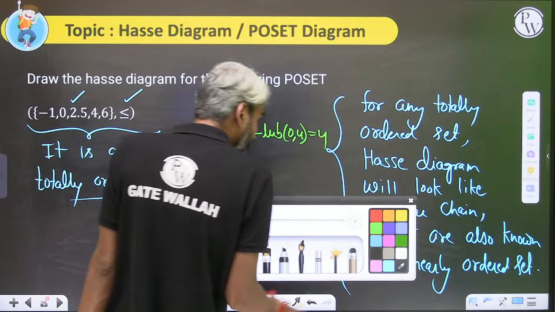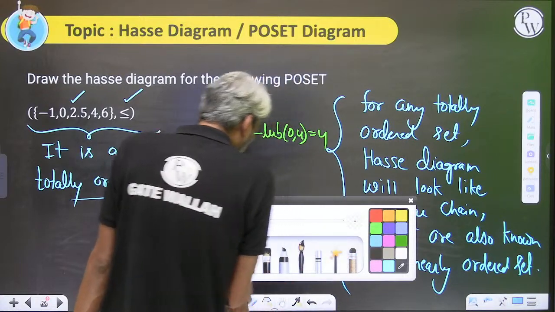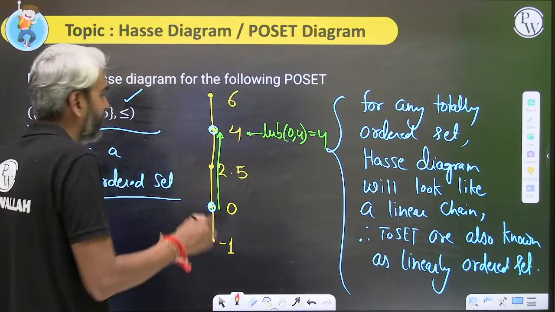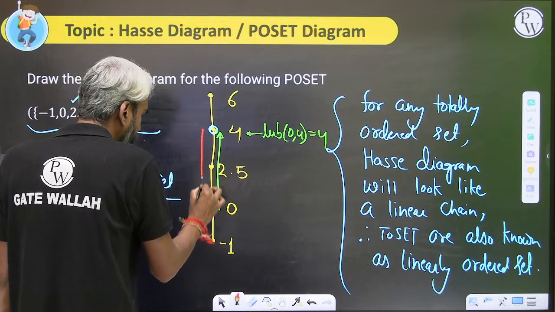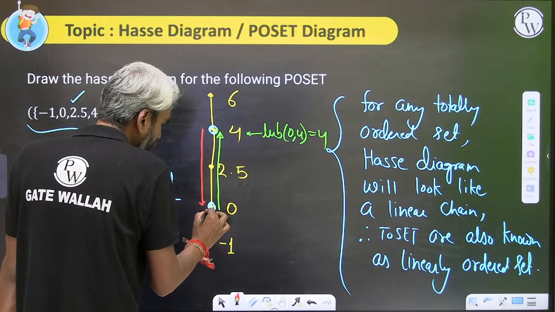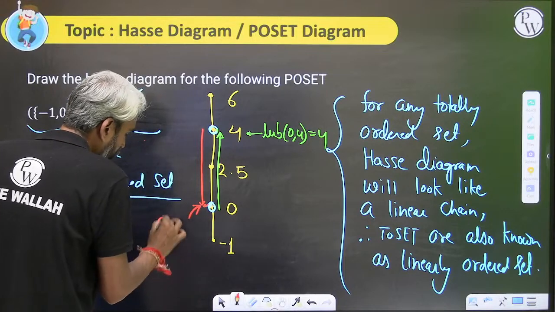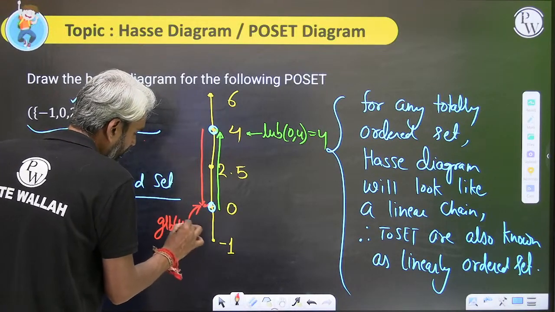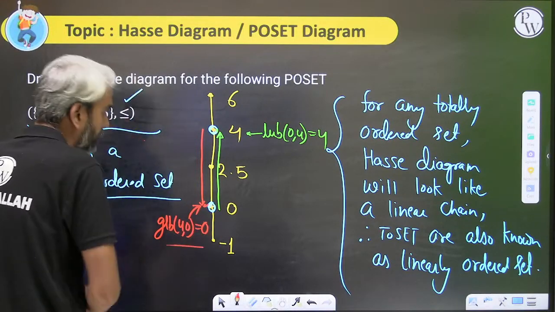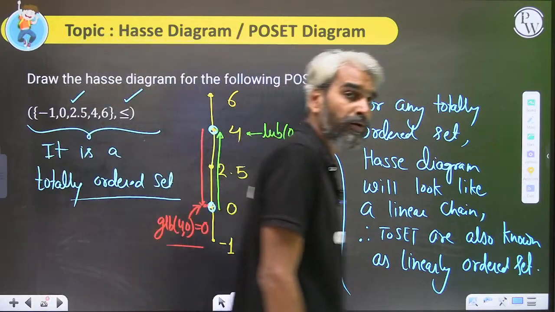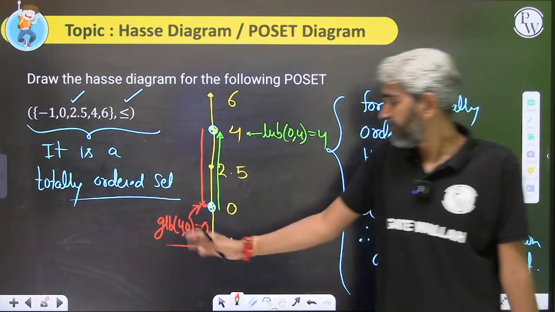Similarly, where exactly do 0 and 4 meet each other at the lower side? So, 4 will go down up to 0, and 4 and 0 will meet each other at 0 itself. Therefore, the greatest lower bound of 4 and 0 will be 0. So, the least upper bound of 4 and 0 will be 4, and the greatest lower bound of 4 and 0 will be 0.